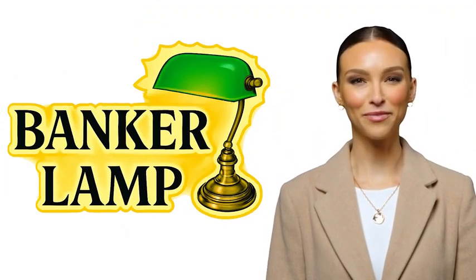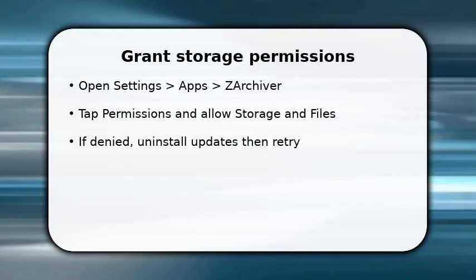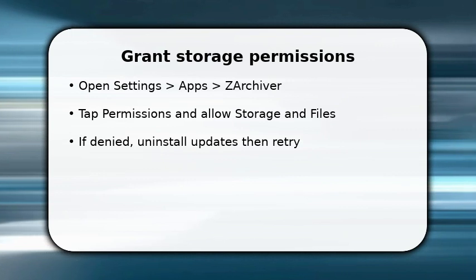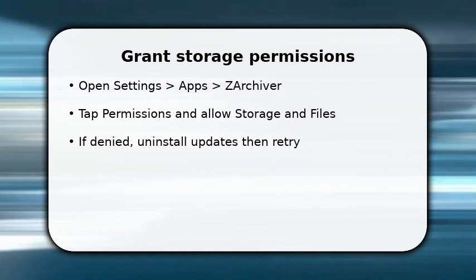Please enjoy the video. You begin by ensuring Zarchiver has proper storage rights. Open Android settings, go to Apps, find Zarchiver and tap Permissions, allow storage and files access. If the permission toggle is grayed out, uninstall Zarchiver updates or temporarily revoke other file manager permissions, then try again. Once done, restart Zarchiver so it rechecks access.